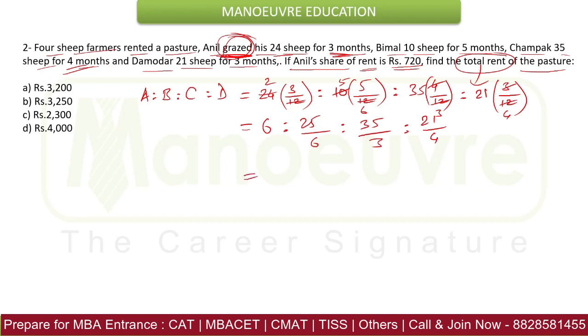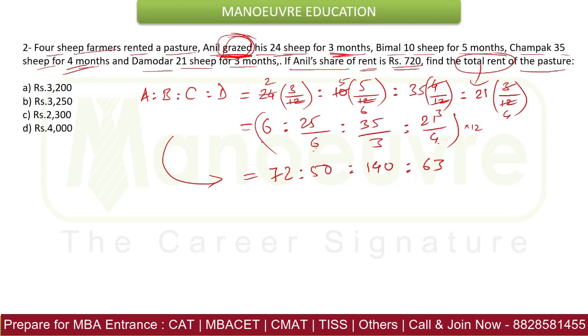Now if I have to again simplify this ratio, what I'll do is multiply by the LCM of 6, 3 and 4, which is 12. So I'll simply multiply all the factors here by 12. So that will be 12 6s are 72, is to 6 2s are 12, 25 2s are 50, is to 3 4s are 12, 35 4s are 140, is to 4 3s are 12, 3 21s are 63. So this will be the ratio of the grazing of their sheep for their respective duration in terms of months.